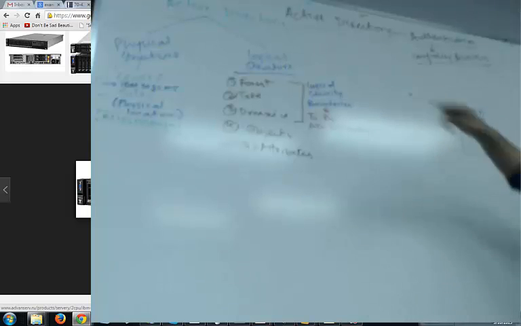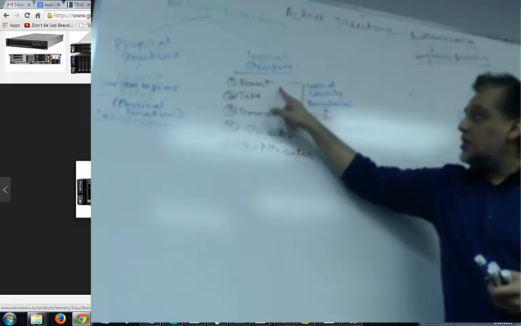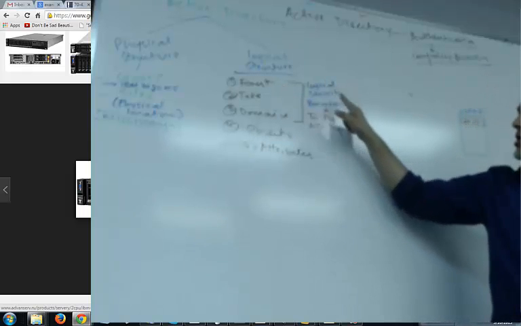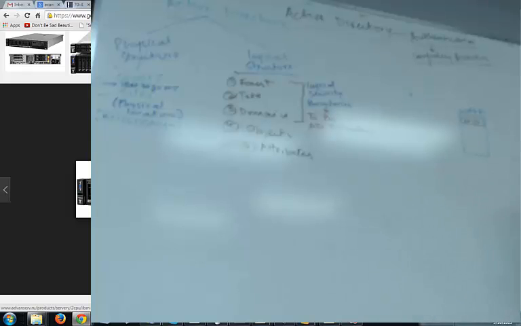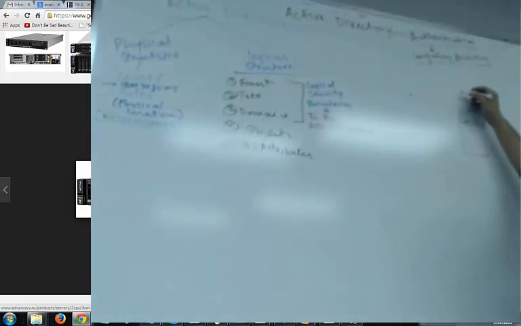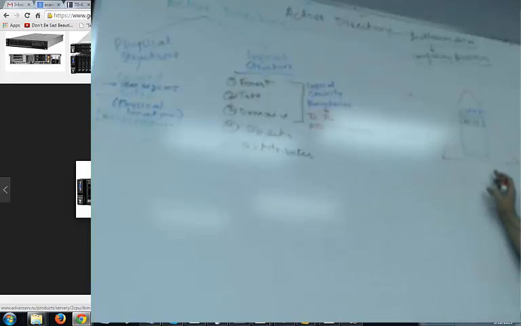So where is forest and tree? Guys, forest and tree and domain are logical security boundaries to protect information. Now I'm going to make here this first triangle. Active Directory and domain is always represented in technical diagrams as a triangle. So this triangle represents that it is a domain. First triangle represents it's a domain.